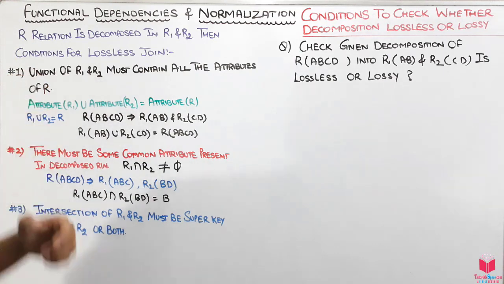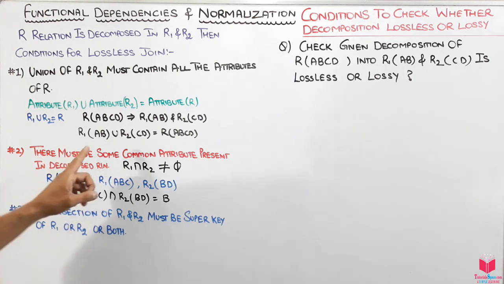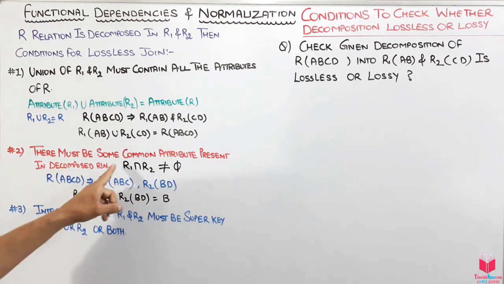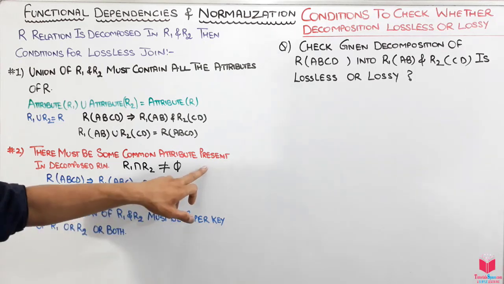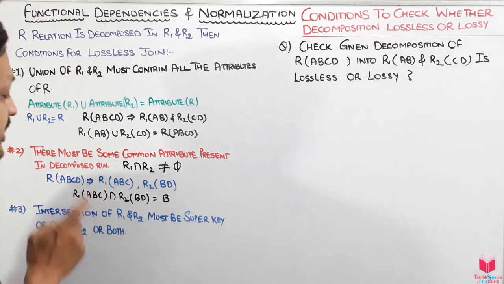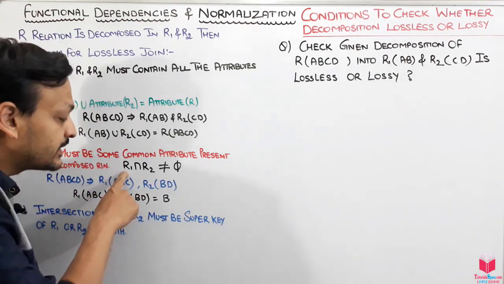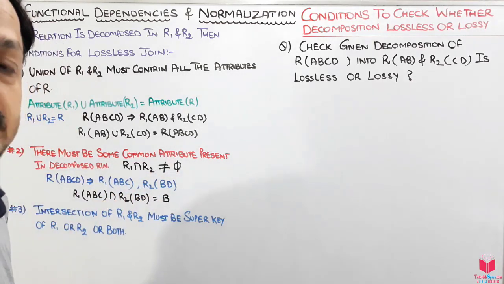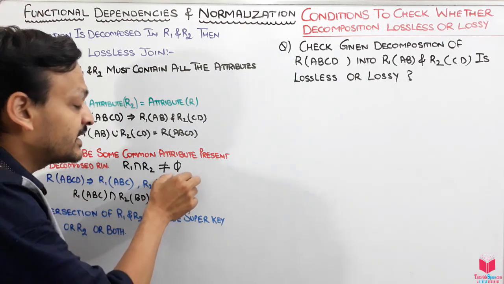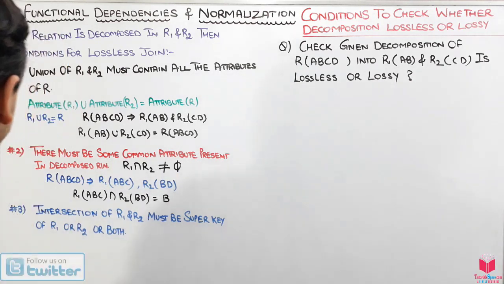After that, for the second condition, we have to find the intersection of R1 and R2. There must be some common attribute present in the decomposed relations. It says in the second condition that there must be at least one attribute which is common in both decomposed relations. That means if we take the intersection, it gives the common things. So the intersection of R1 and R2 should not be equal to phi. Phi means empty. There should not be empty. That means there should be something. Okay guys, so if we get something, that means this condition is passed.